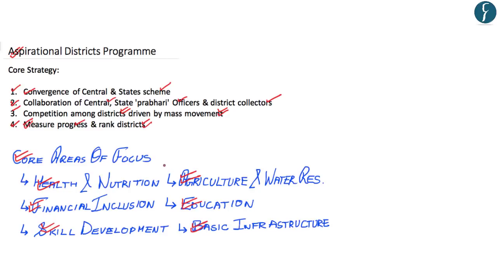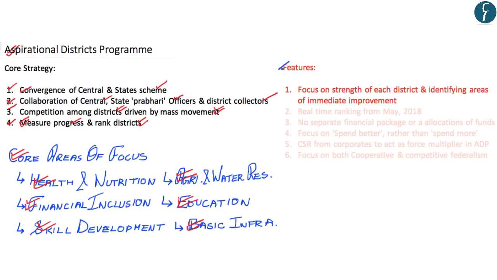And it is based upon these core areas of focus that various parameters have been formed, and it is on those parameters that the progress of each district would be measured and subsequently ranked upon. And it is schemes within these core areas of focus of either the central or the state government that would be converged upon, and it is within these core areas of focus that there would be a collaboration of the central and state officers.